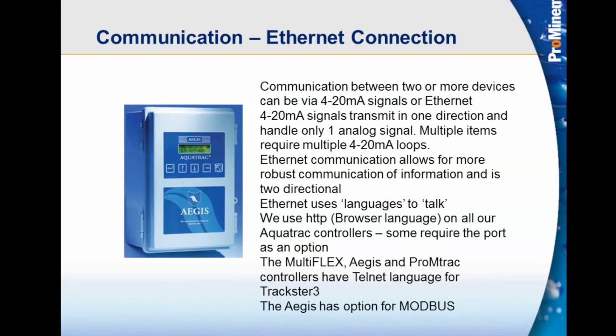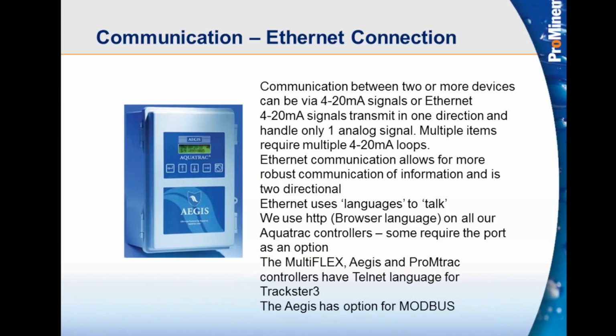So communication between two or more devices can be via 4 to 20 milliamp signals or Ethernet. 4 to 20 milliamp signals transmit in one direction only and handle only one analog signal. They don't transmit digital signals. Multiple items require multiple 4 to 20 milliamp loops.